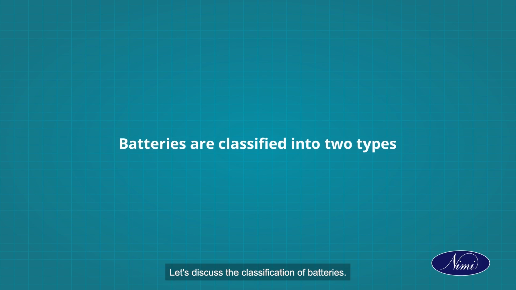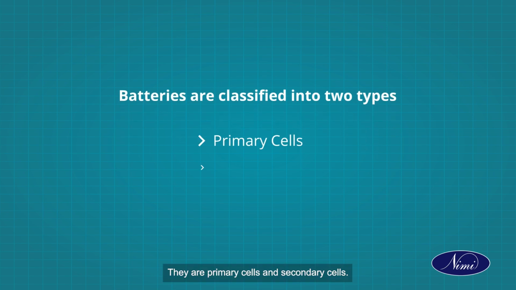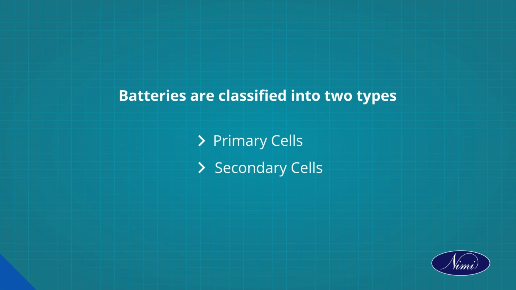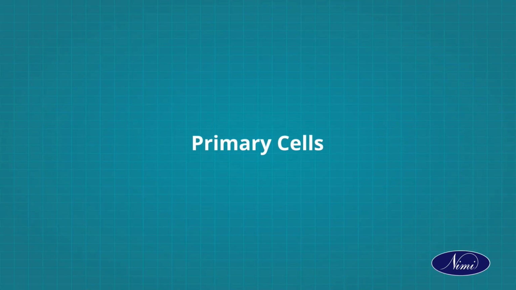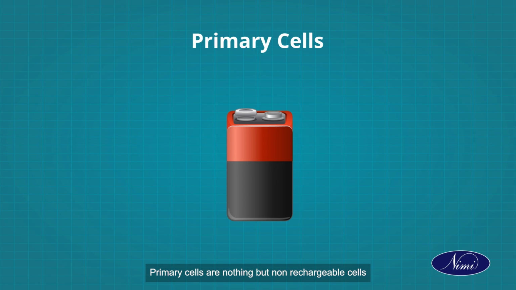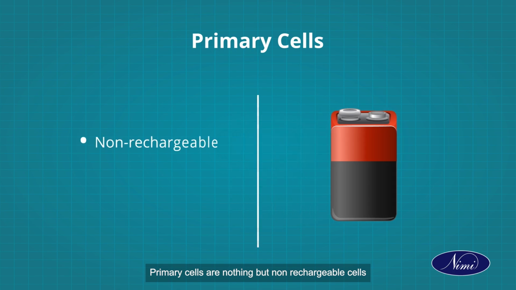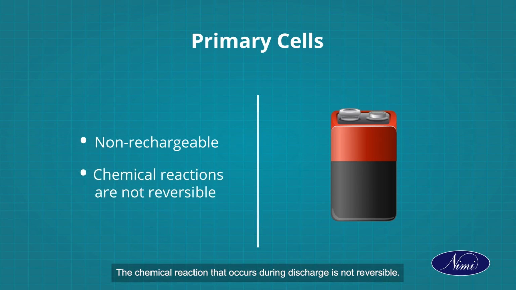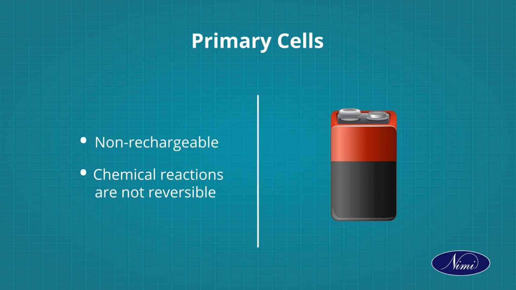Let's discuss the classification of batteries. Batteries are classified into two types. They are primary cells and secondary cells. First is primary cells. Primary cells are nothing but non-rechargeable cells or simply single-use cells. The chemical reaction that occurs during discharge is not reversible.